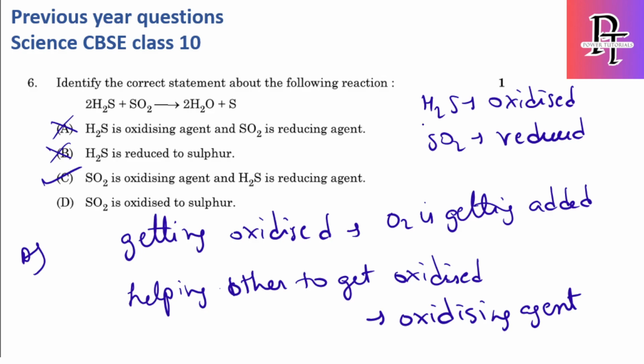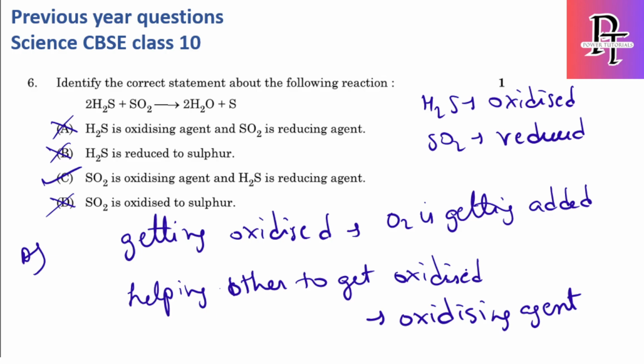SO2 is helping H2S get oxidized, so SO2 is the oxidizing agent, and H2S is helping SO2 get reduced, so H2S is the reducing agent. SO2 is oxidized? It is not oxidized here. So the only option is C. Again repeating, oxidized and reduced are different; oxidizing agents and reducing agents are different. Simply, the helping ones are the agents.